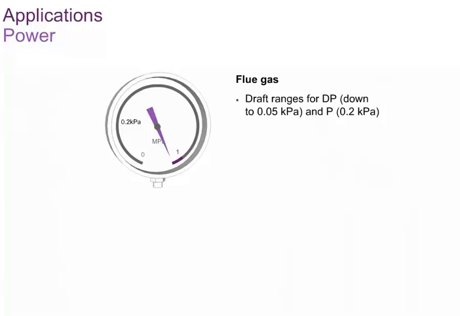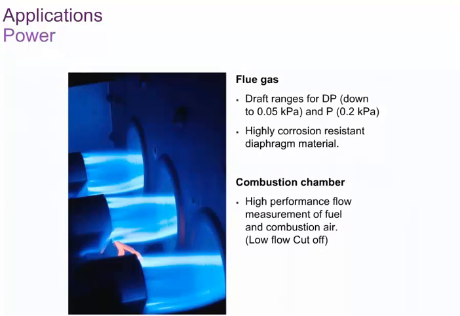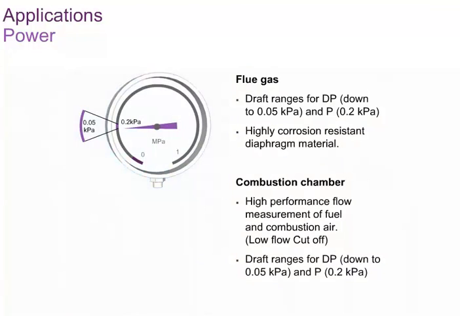Due to the chemical composition of the gas, high corrosion-resistant diaphragm material is often necessary, which can be provided as Hastelloy C for differential pressure and ceramic for pressure measurement. At the combustion chamber, the flow and pressure of both the fuel and combustion air have to be measured, again with low ranges as before, down to 0.05 kilopascal for differential pressure and 0.2 kilopascal for pressure measurement.